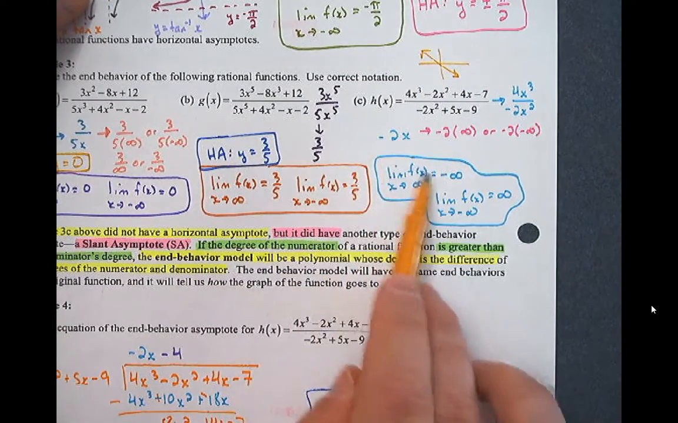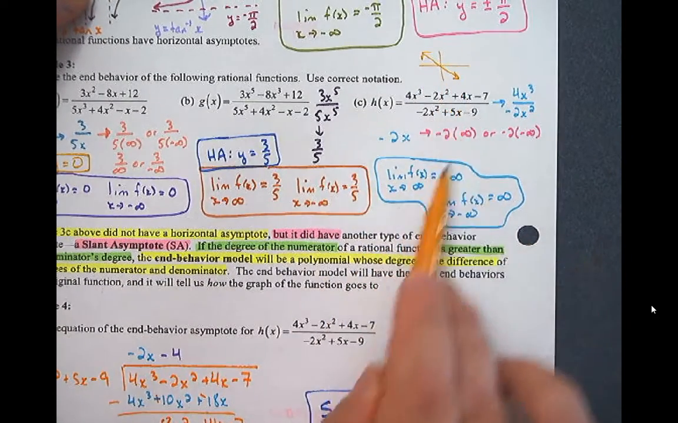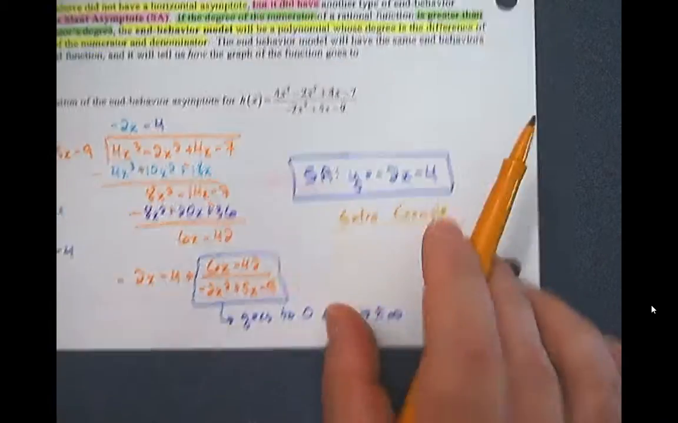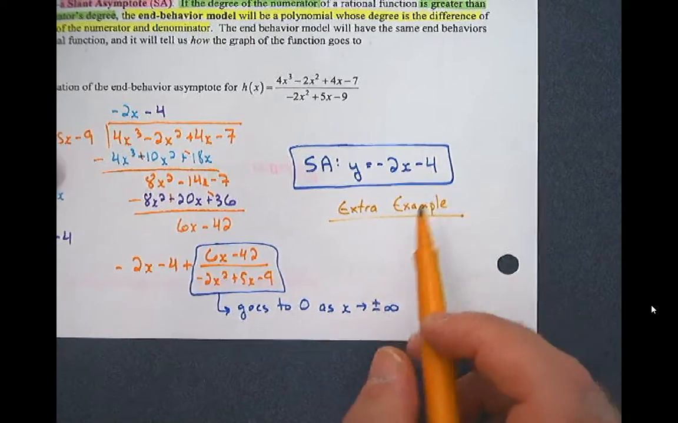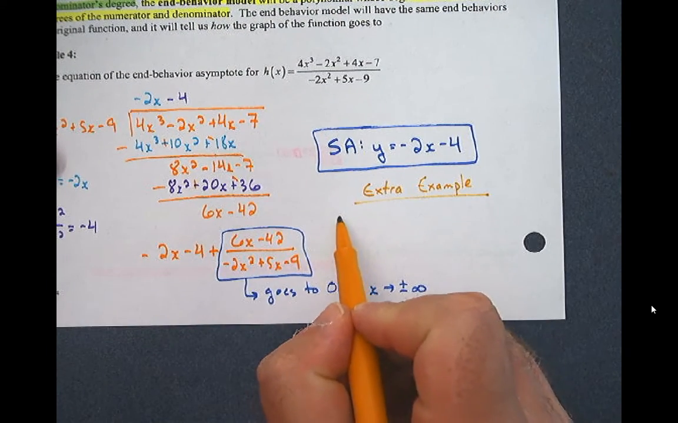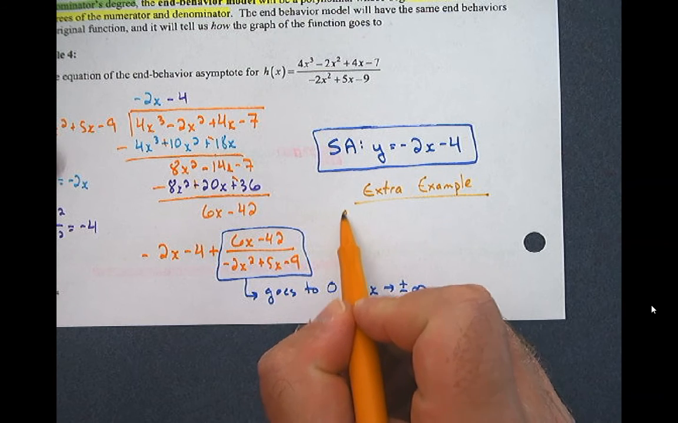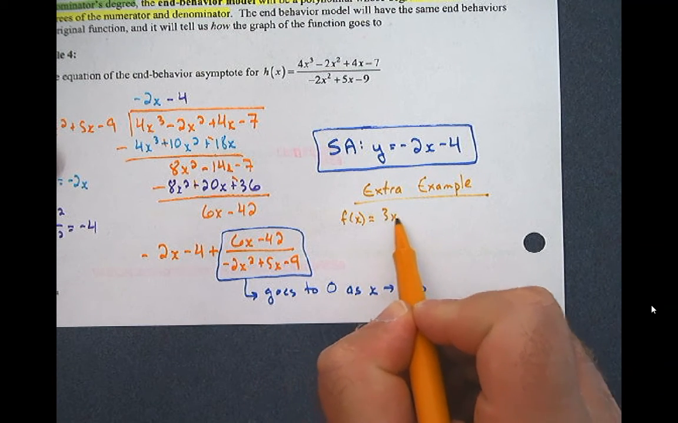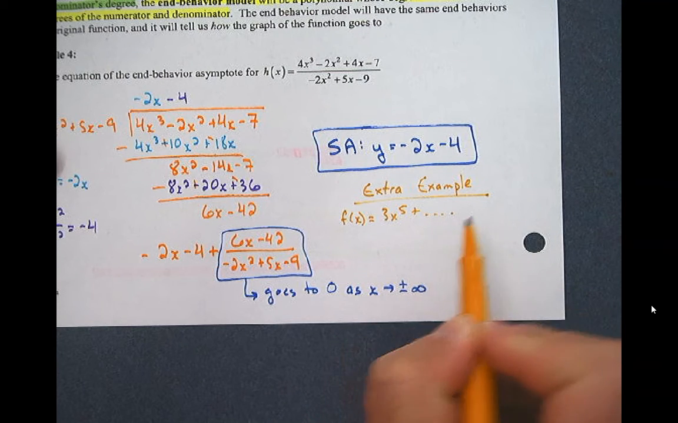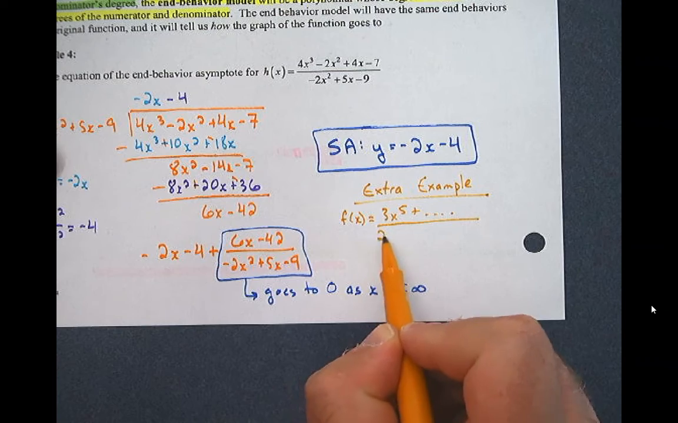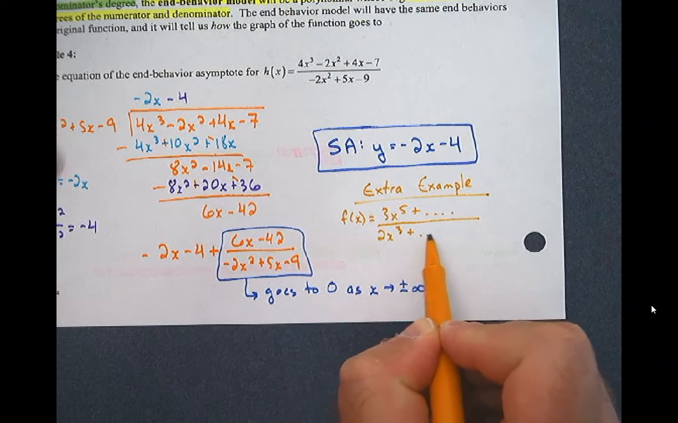As I go towards the positive, my graph goes negative. As my graph goes towards the negative, my graph goes positive. But we've got to be a little bit careful if our exponents reduce and it's not just a single x. So what I mean by that, let's take a look at f of x equals 3x to the fifth plus blah, blah, blah. I don't even care what the rest of it is.